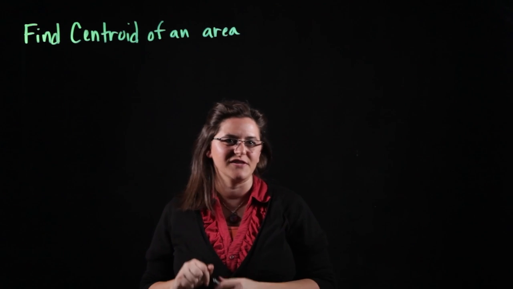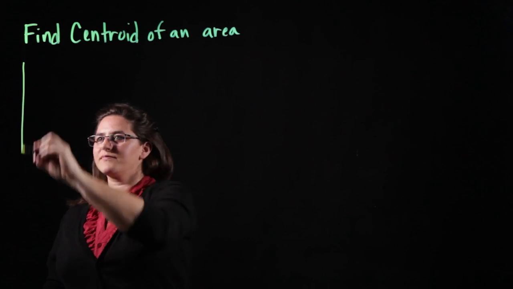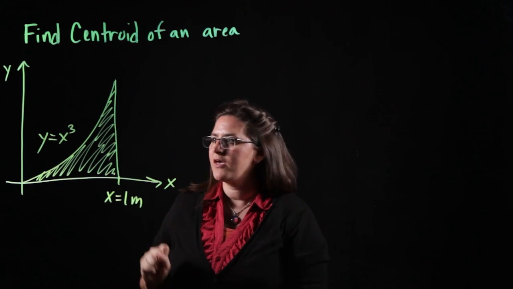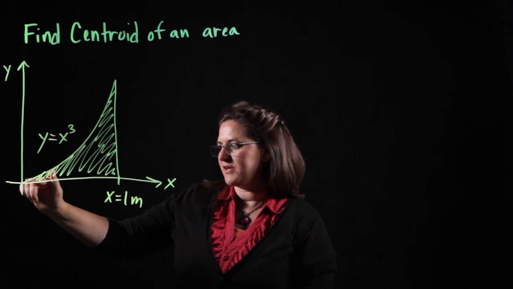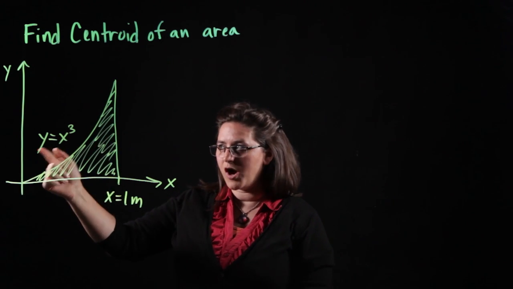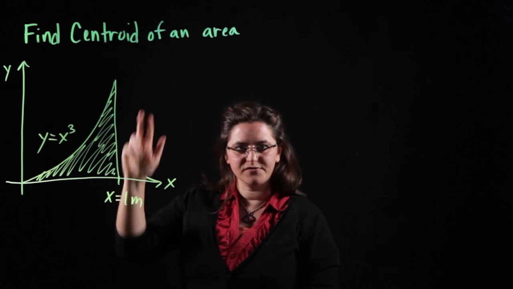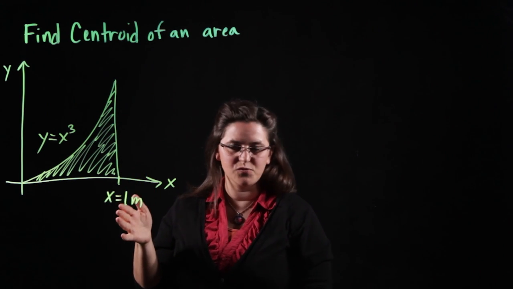I'm going to show you how to find the centroid of an area. Part of the shape is a curved function. It's y equals x cubed. That's the function of that curve. The other two sides are flat, and it goes over to x equals 1 meter.